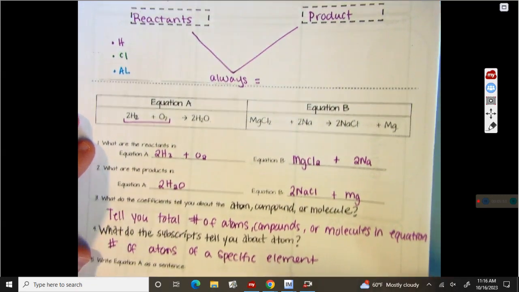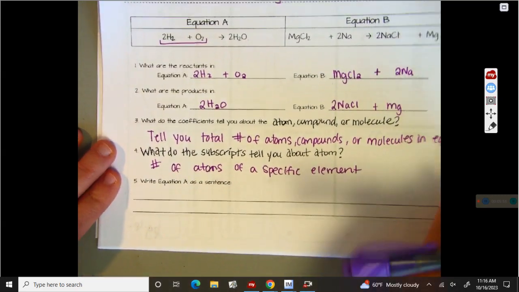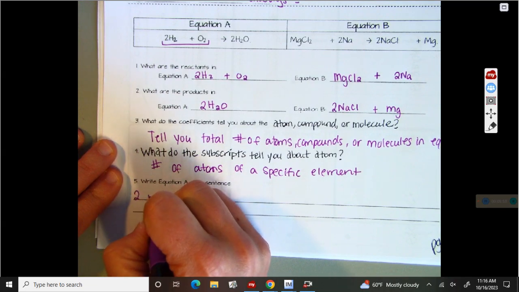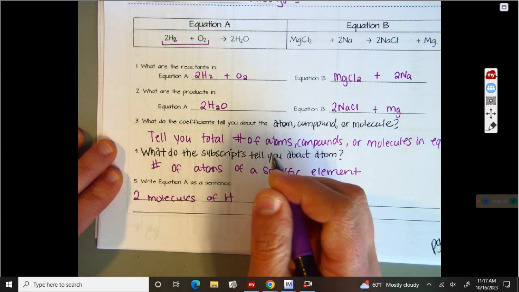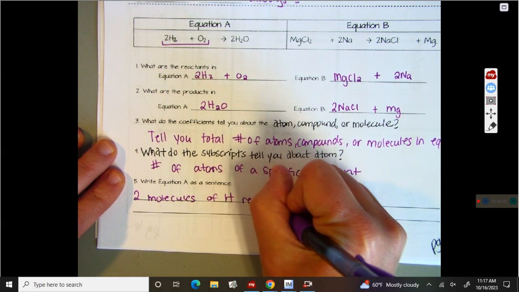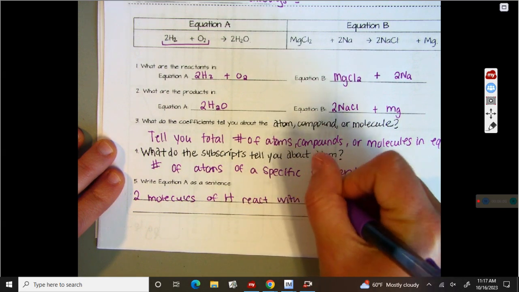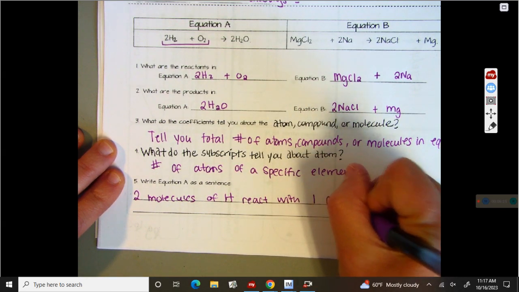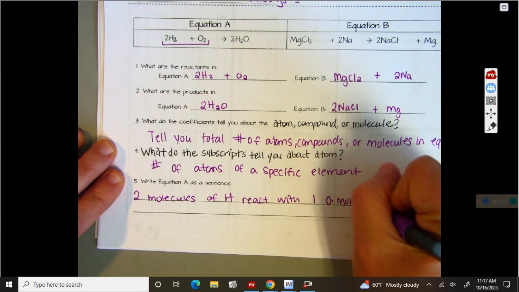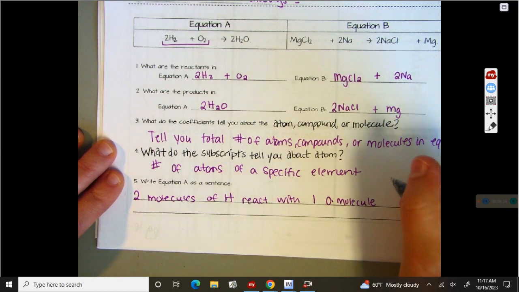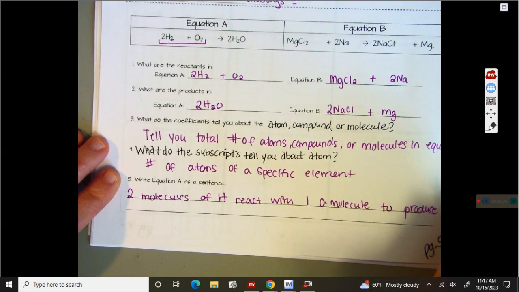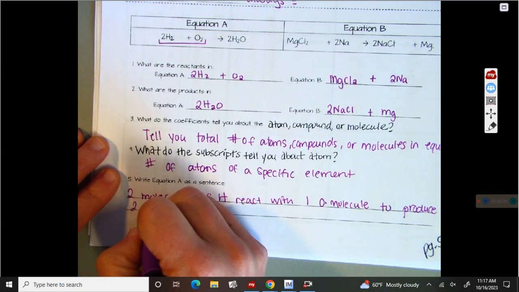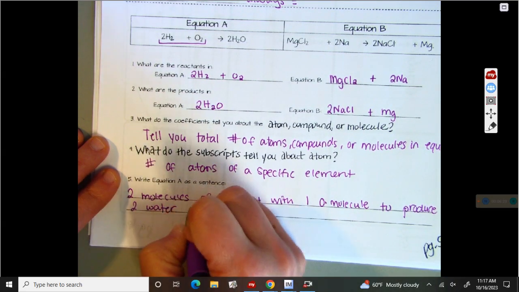So if I had to write equation A as a sentence, here is how we would do it. I would say 2 molecules of hydrogen react with 1 oxygen molecule. And remember, oxygen is 2 atoms of the same element bonded together, to produce two water molecules. So be sure you have this on yours.